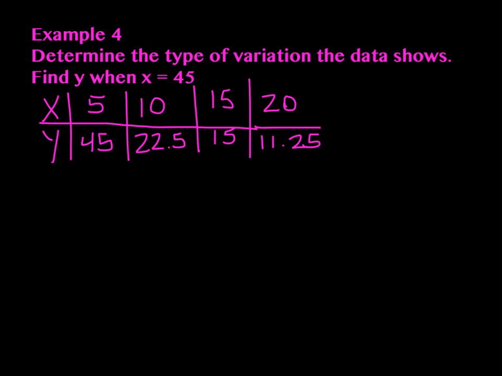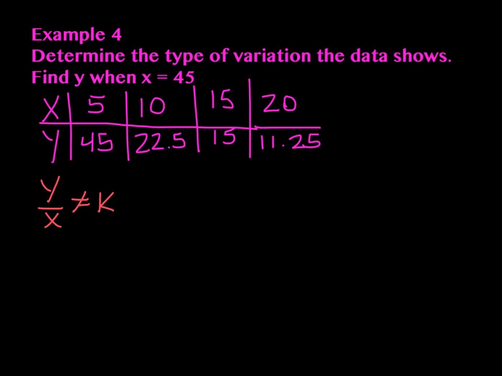All right, so here's an example. Let's determine the type of variation that this data shows, and then we'll find y when x equals 45. So I have x is 5, 10, 15, 20, y is 45, 22.5, 15, 11.25. So we need to check what is y divided by x? Well, 45 divided by 5 is 9. 22.5 divided by 10 is not 9, so y over x is not constant.